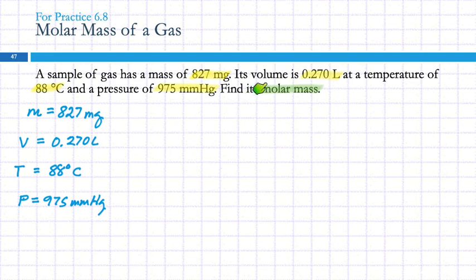And then we're supposed to find the molar mass. We ask ourselves, what does molar mass mean? How do you calculate molar mass? What are the units? It's grams over moles, right? So it's mass in grams divided by amount in moles.